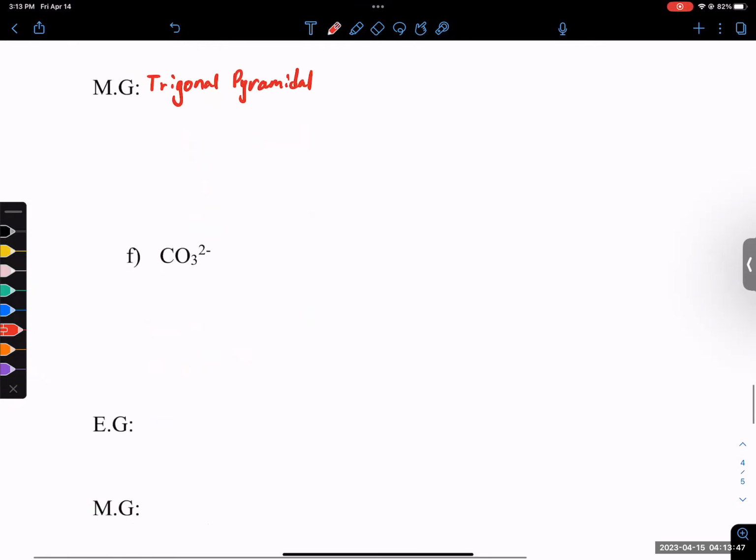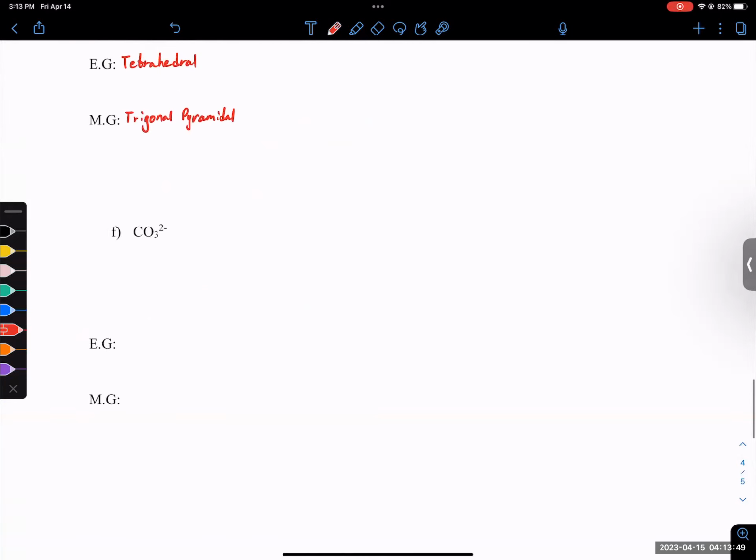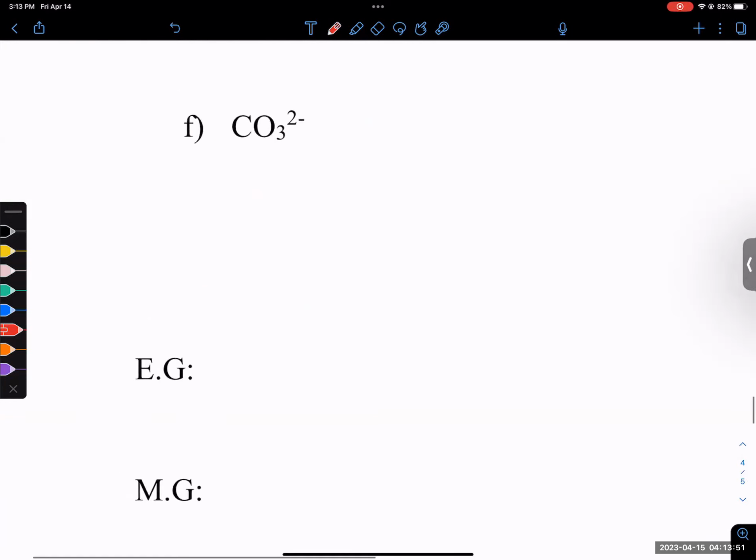All right. Now CO3 2 minus. What's our first step again? Count valence electrons. Carbon has 4, oxygen has 6. 6 times 3 is 18, plus 4 is 22. But this is 2 minus, so we add 2 electrons. 22 plus 2 is 24. Shout out Kobe Bryant. 24 valence electrons.